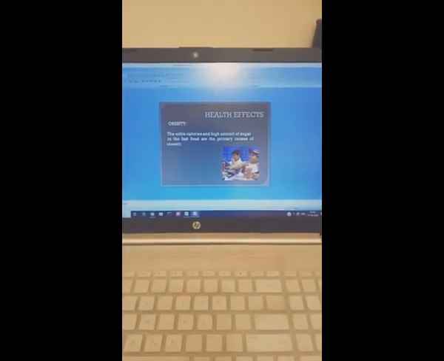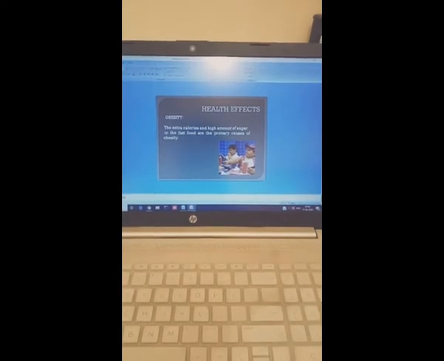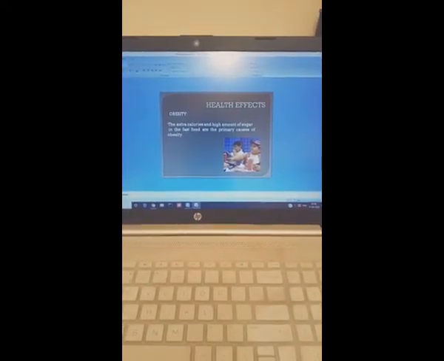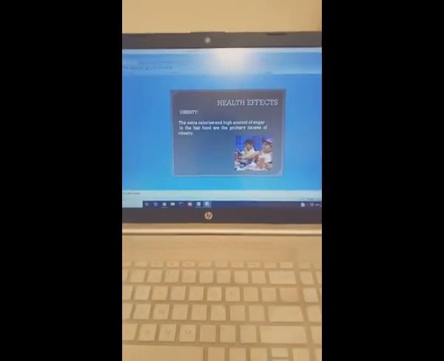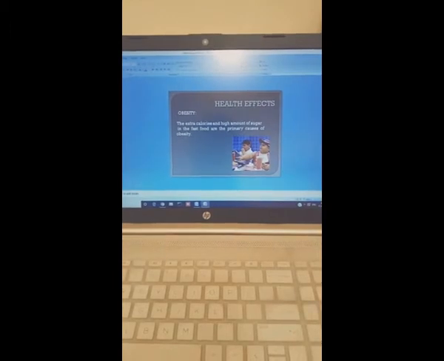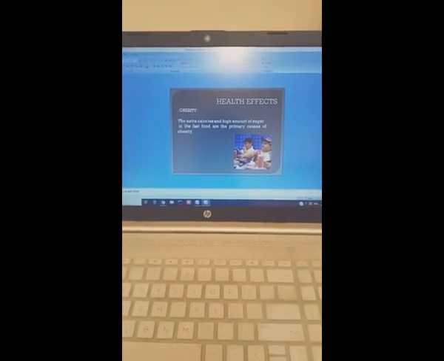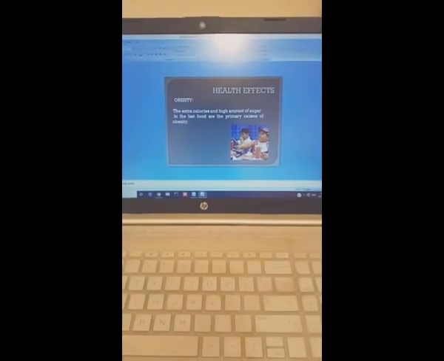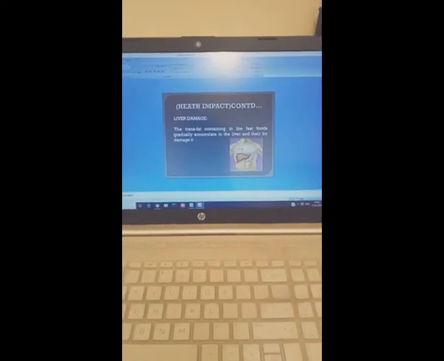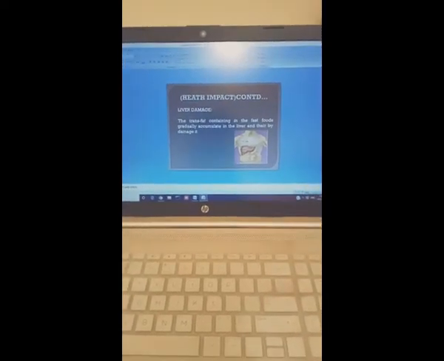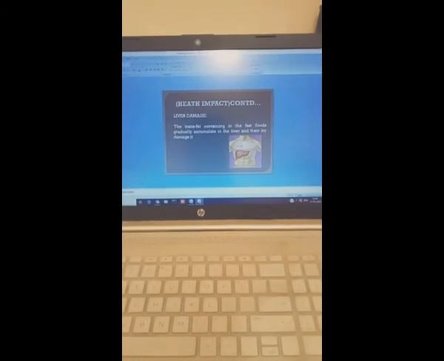There are also health effects of obesity, like when children eat extra calories and a high amount of sugars in fast food. These are the primary causes of obesity. Parents usually have to teach children how to follow a calorie-deficient diet, so that they can get rid of these types of problems at all ages. On my next slide, I'm going to show health impacts continued.